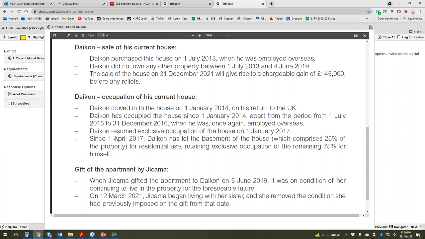He has acquired the house from April 17 and sold it in December 2021. Yes, so till March 18 it will be 1 year, March 19, 2 years, March 20, 3 years, and March 2021, 4 years. So 4 years and 9 months he has owned the house. The last 9 months are unconditional, so I will keep them separate.